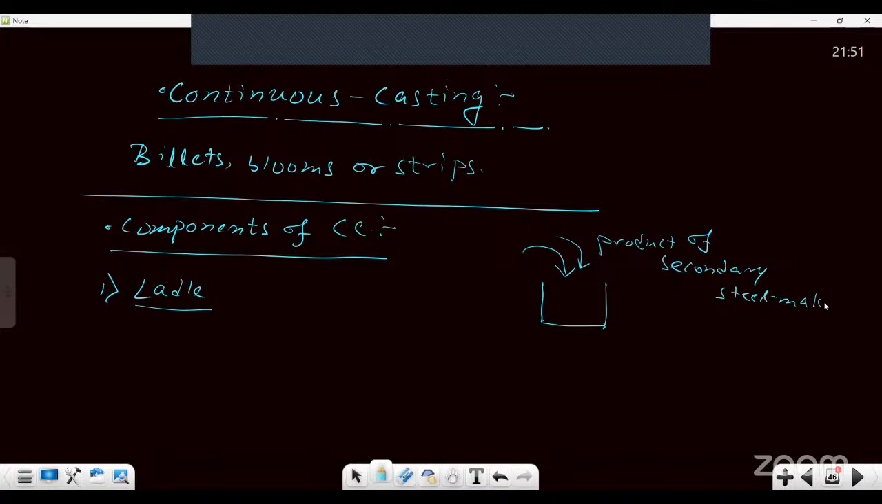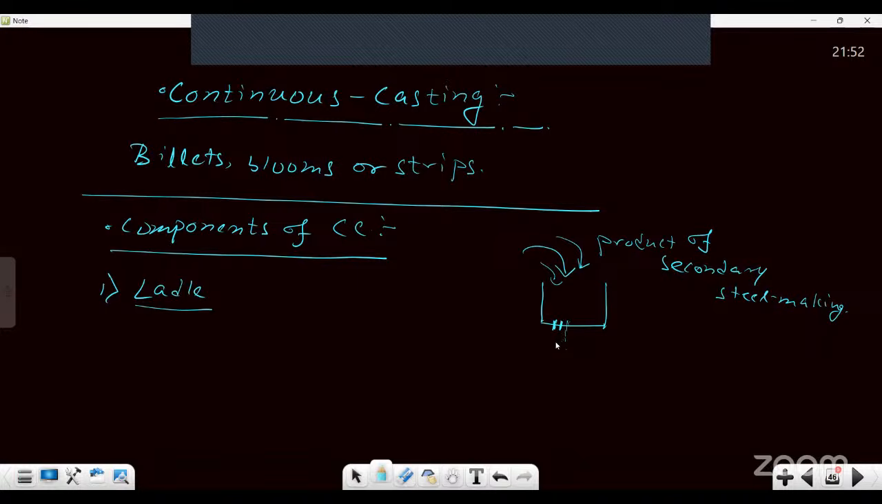So whatever you have got from the secondary steel making, that you are pouring into the ladle, and it transfers the metal to the casting platform. From the ladle, the metal is being transferred to the casting platform and controls the metal temperature and flow also. Flow is basically regulated using slide gates.